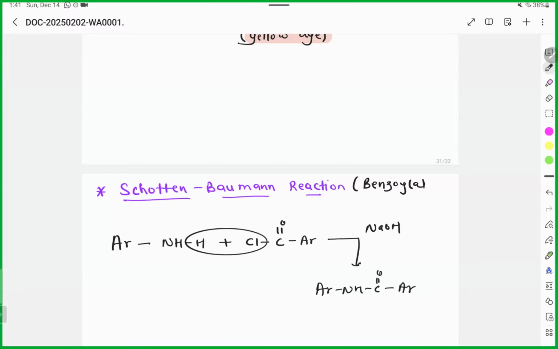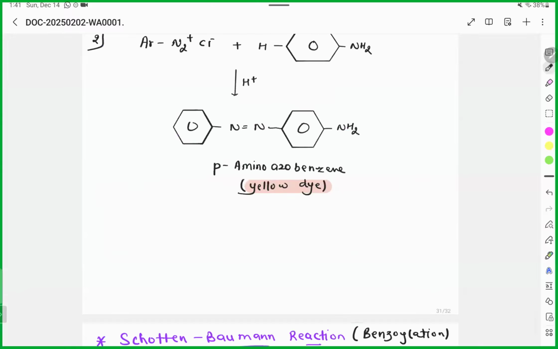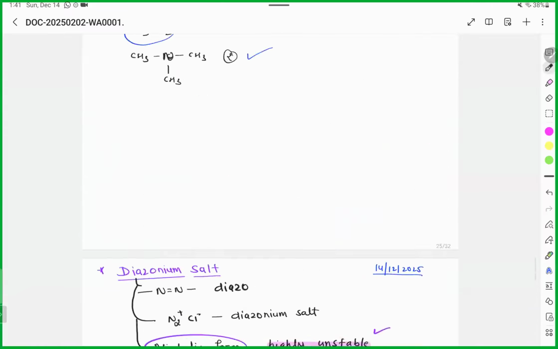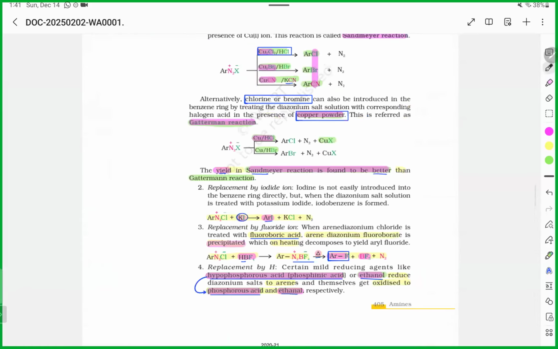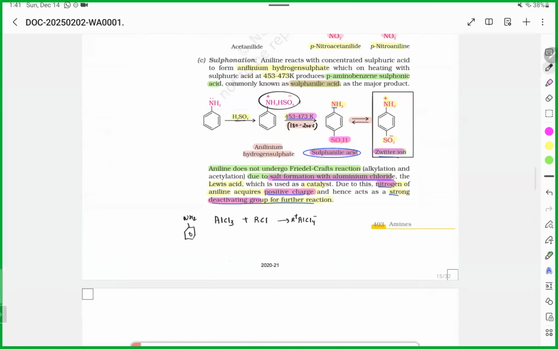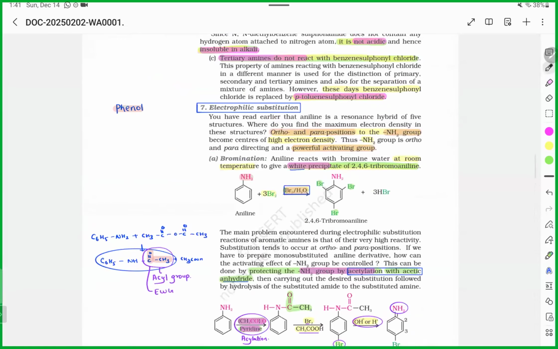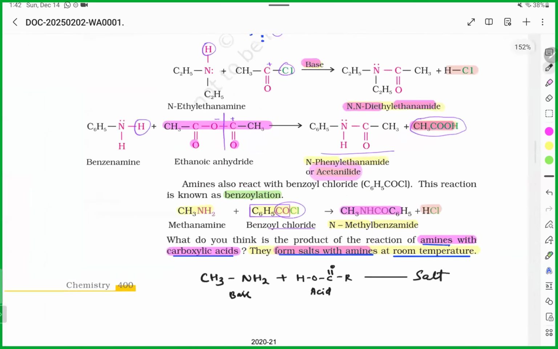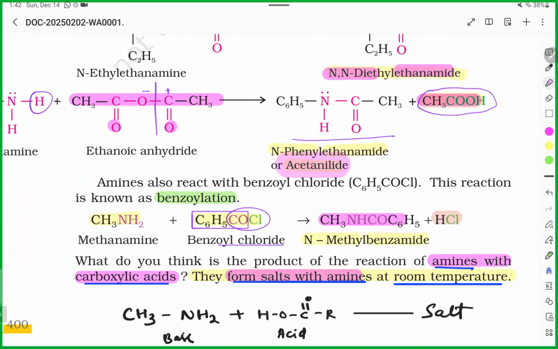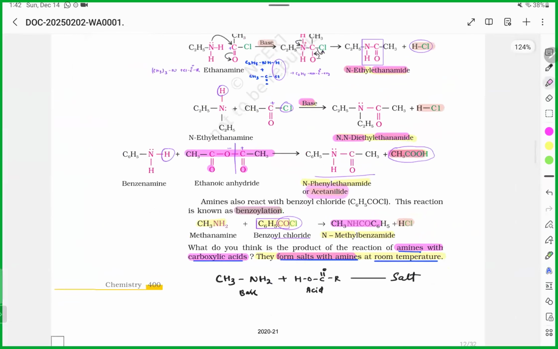Benzylation. Acylation, same, benzylation. Given in our NCERT, get it fast. Here, amine reacts with this, and this is known as benzoylation. Correct. So here you can write this reaction.